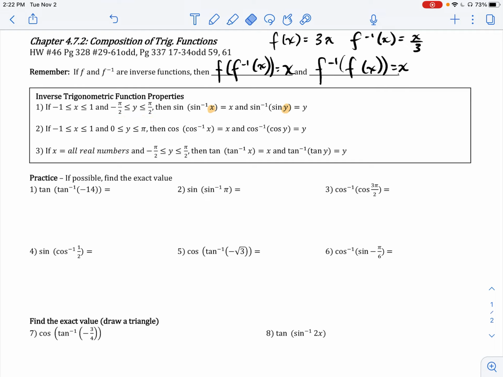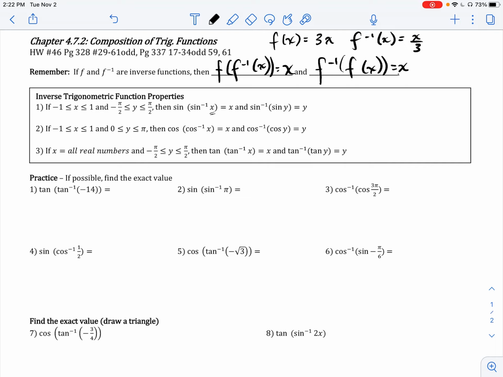Now, do we have to know these properties? And the answer is no. You can do all of the problems below without memorizing any of these properties, really. But they do make our lives a lot easier. So the bottom line with these properties is just know that if the domain of your inner composition function is within the restricted domain or range of these inverse trig functions, then it's simply going to be equal to whatever your argument is.